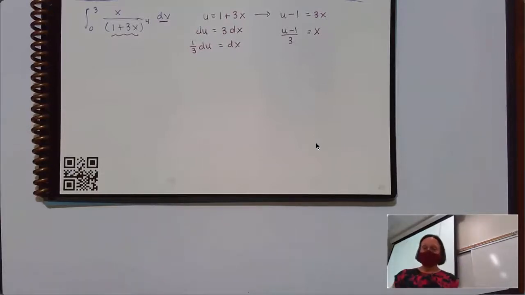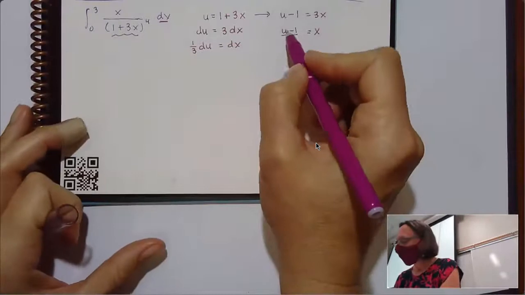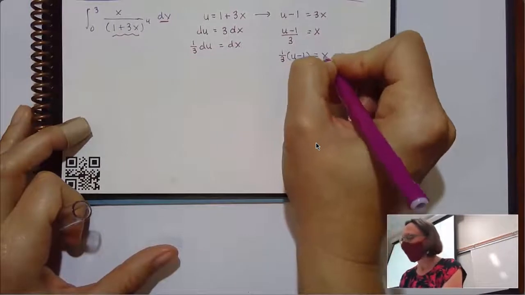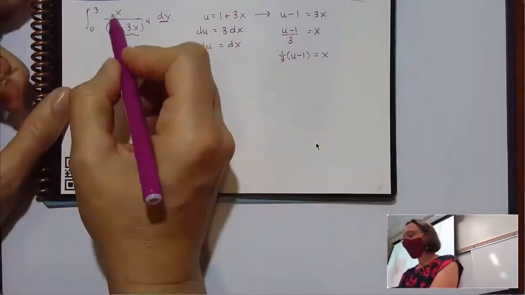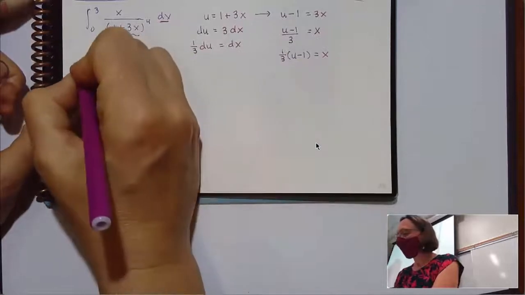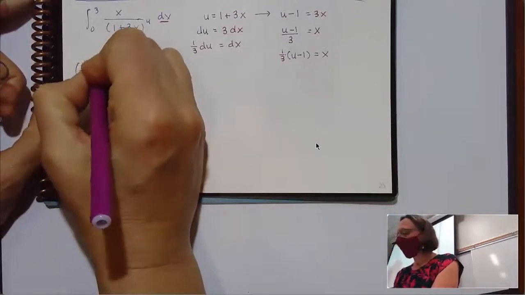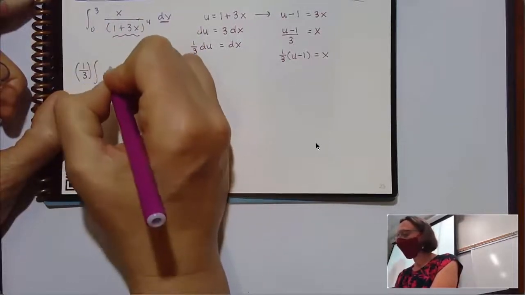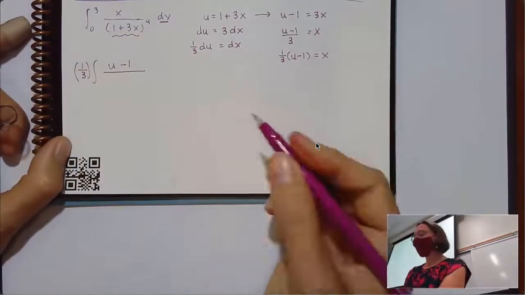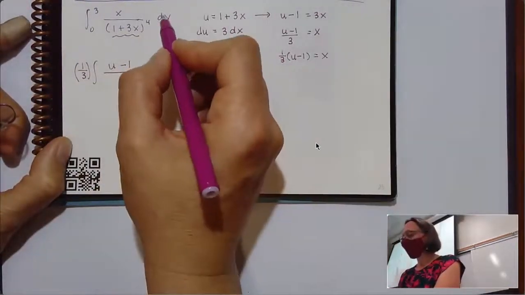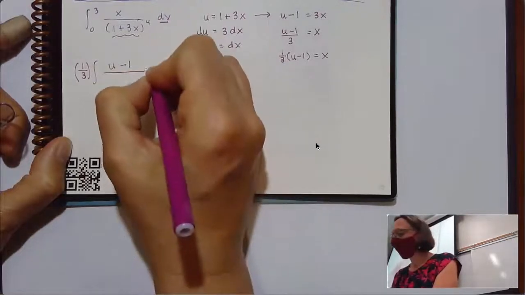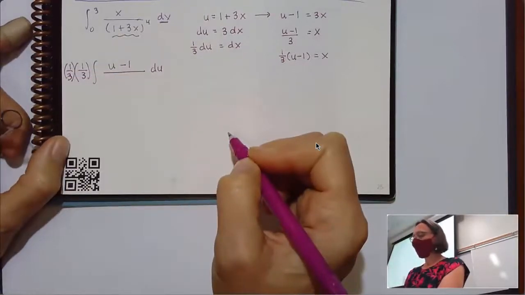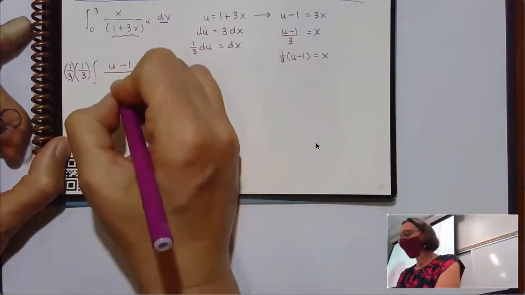If I plug all of that stuff back in, this maybe I want to think about as like 1/3 times u minus 1 is x. I've got that x on top, so I'm actually going to pull the 1/3 out in front. So that 1/3 is coming from replacing my numerator with u minus 1. I need another 1/3 that's going to come from dealing with my dx and turning dx into 1/3 of du. And then the bottom is u to the 4th.